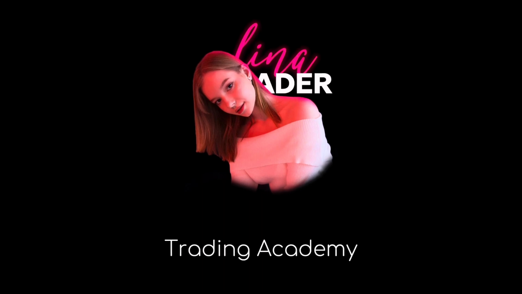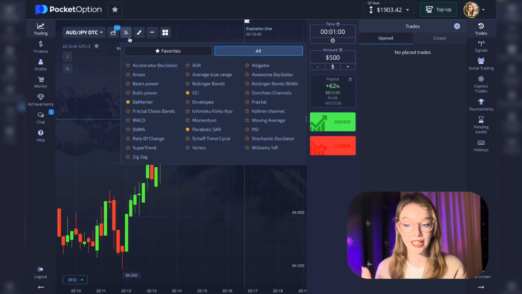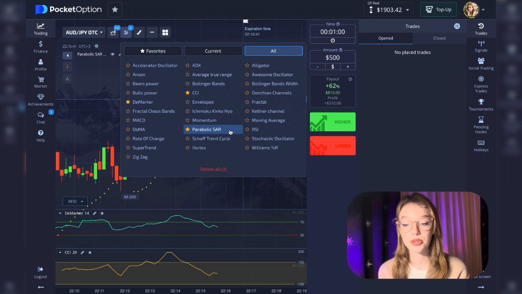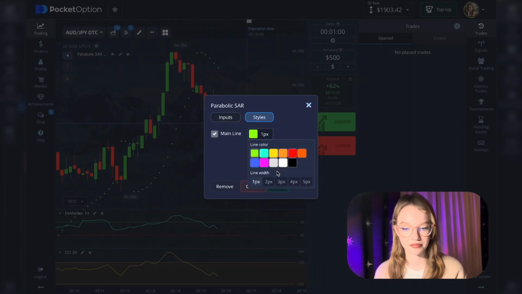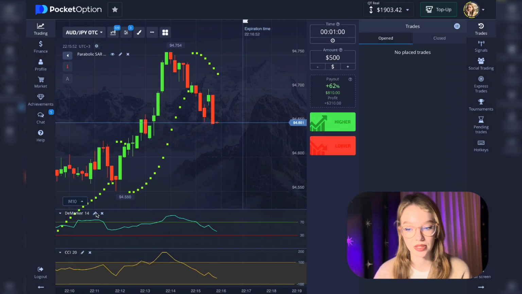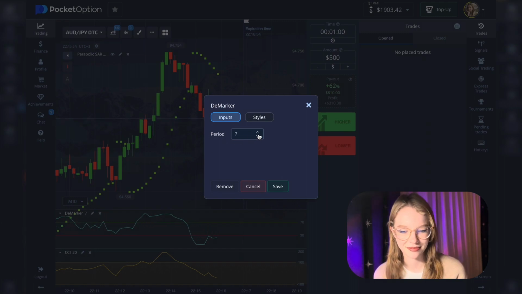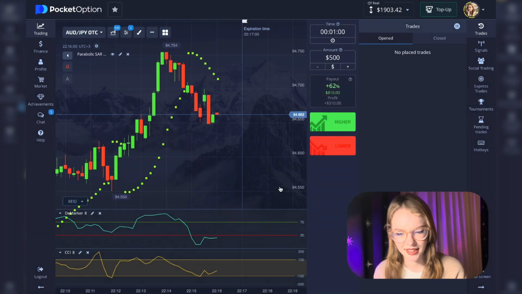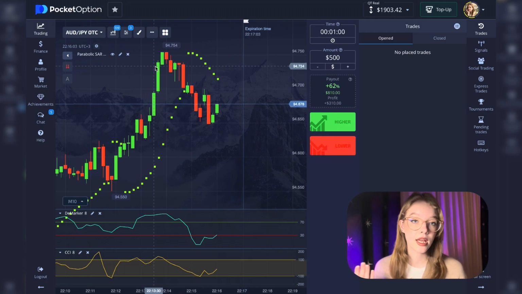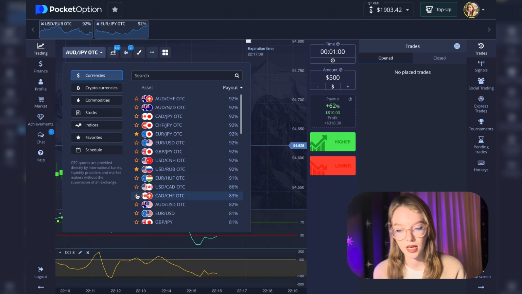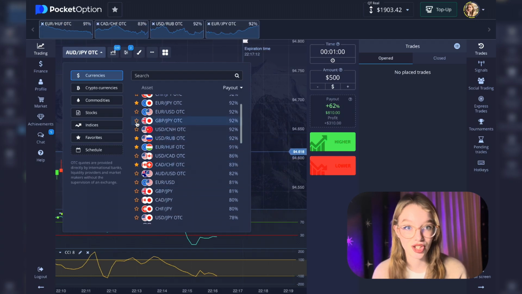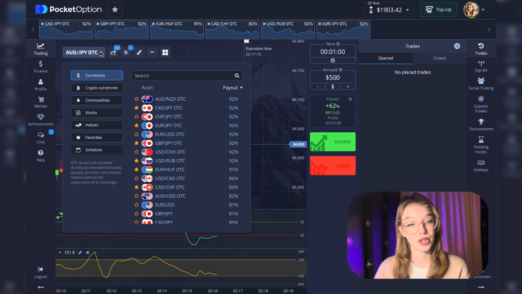Let's get started. In today's strategy, I will use 3 indicators: parabolic, DeMarker and CCI. Now I will choose them from the list of indicators and let's start customizing them. For parabolic, you will use the standard settings, and in the DeMarker and CCI indicators I will change the period to 8. Let's start to analyze the strategy and the indicators I use.